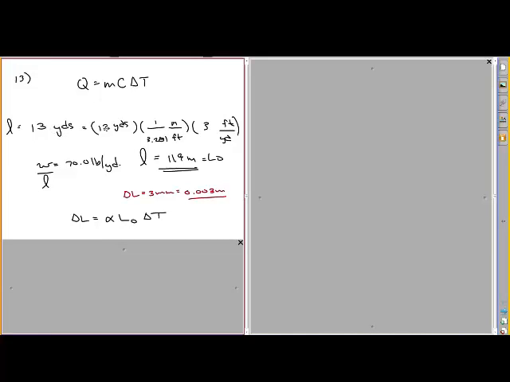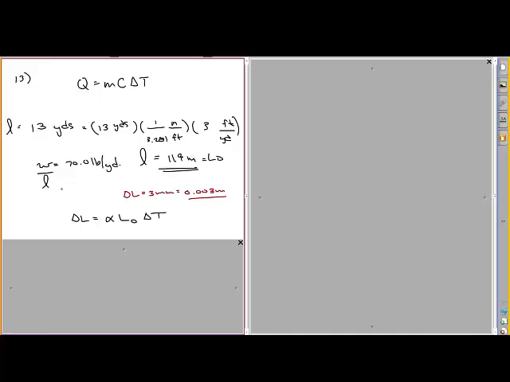So we take 13 yards, we multiply by the conversion from meters to feet and feet to yards. The feet will cancel out and yards will cancel out and you end up with meters. If you go to the front of the book, there are 3.281 feet per 1 meter. And we know that there are 3 feet per yard. When you multiply all these together, you get that the distance is 11.9 meters. A yard is a little bit shorter than a meter, so this number should be slightly less than that. So that's our initial length.